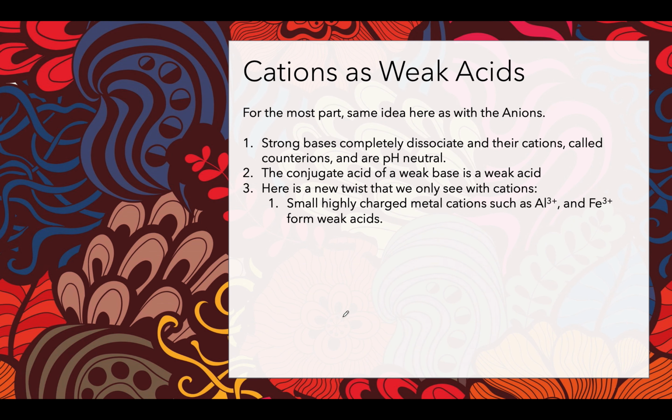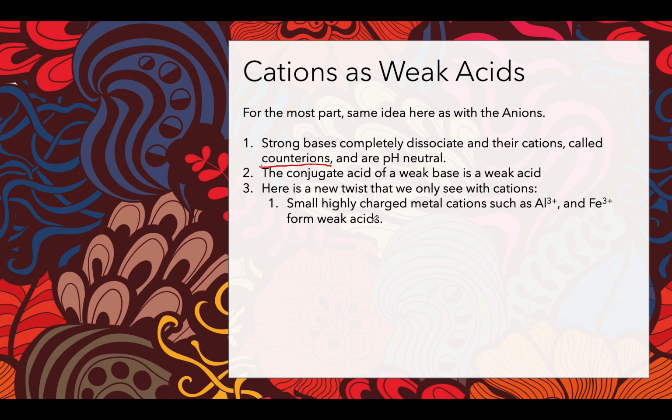All right, so now let's look at those cations as weak acids. It's a very similar idea to what was going on with the anions, but of course, since it's chemistry, we have to add just a little bit more to it. These strong bases will completely dissociate, just like our strong acids completely dissociate. And for their cations, we have a new vocab word here: counterions. The cation that comes from a strong base is called a counterion. Because it was a strong base, and it's completely dissociated, we're going to say its pH is neutral. Now, the conjugate acid of a weak base will be a weak acid.